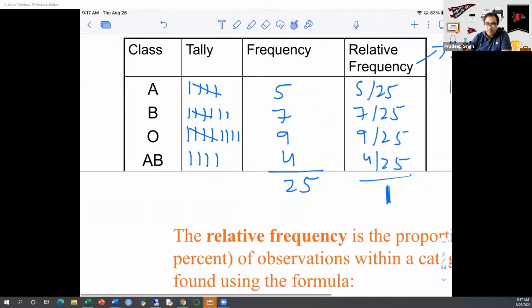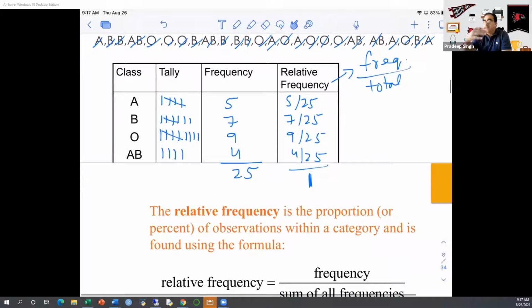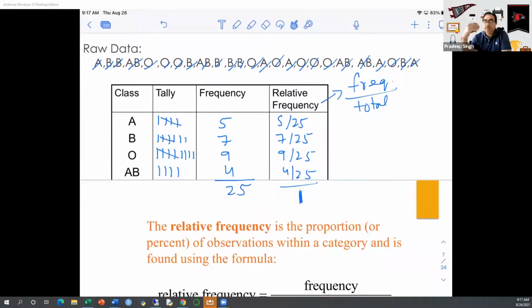So you add all of them and you get the frequencies, and the frequencies must add to the total number of data points. So that means in this particular data, 5 have blood type A, 7 have blood type B, 9 have blood type O, 4 have blood type AB, and the total is 25.